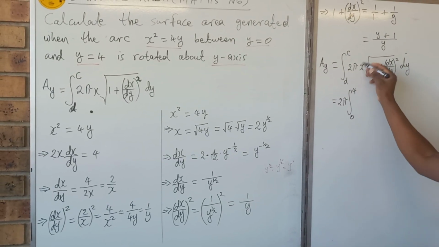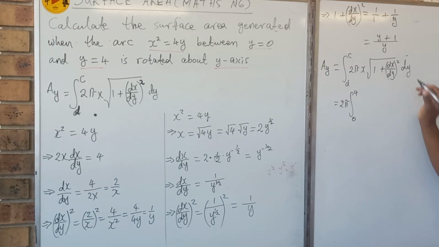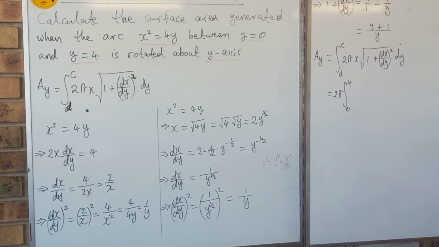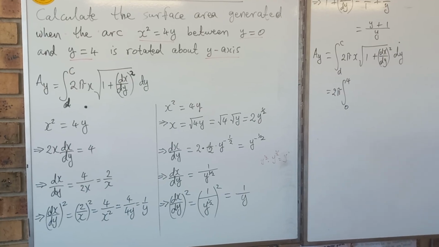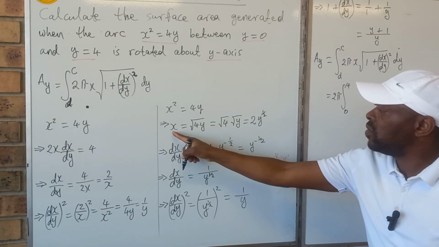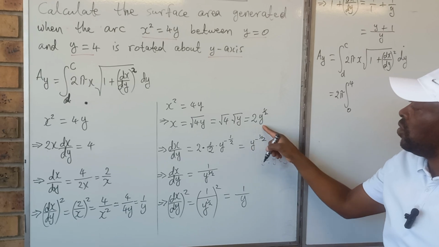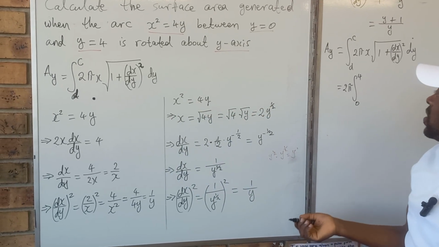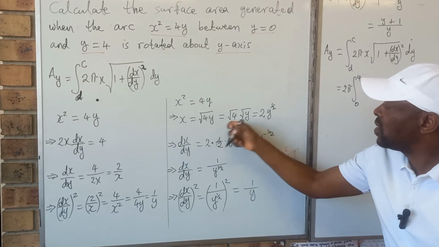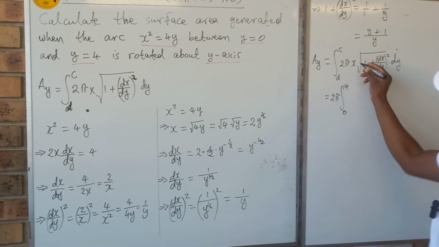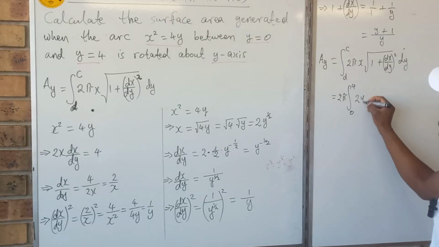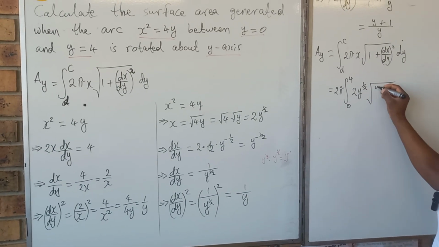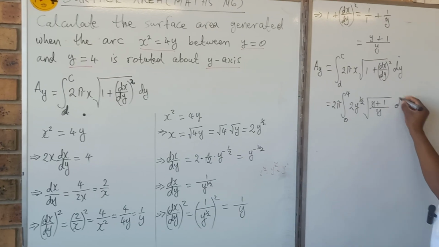Then x cannot be there because the active variable is y. So in that case, you look for the value of x and then you bring it there. To look for the value of x, if you follow the second method, you know the value of x already. If you follow the first one, then you will just take the square root of both sides. So you can see the value of x as 2y to the power half. So in the place of x, I'm putting 2y to the power half. Then under the square root, I'm putting y plus 1 over y dy.